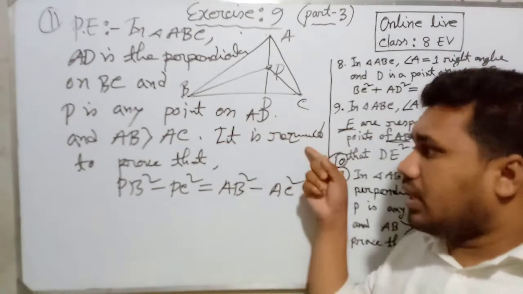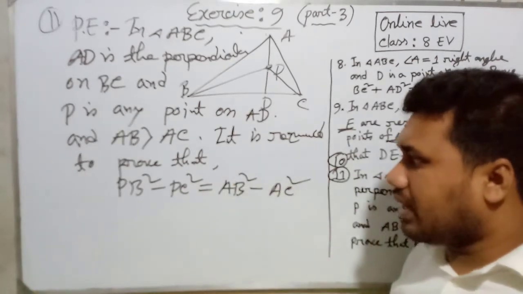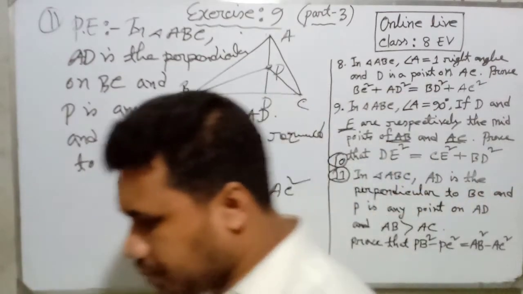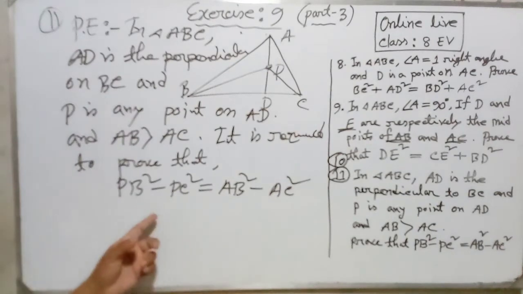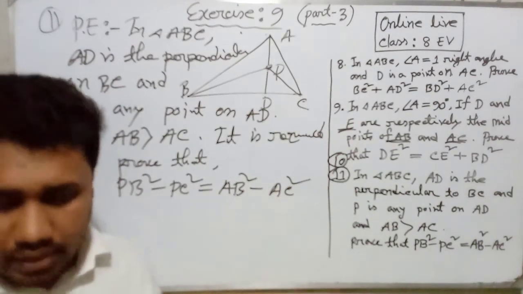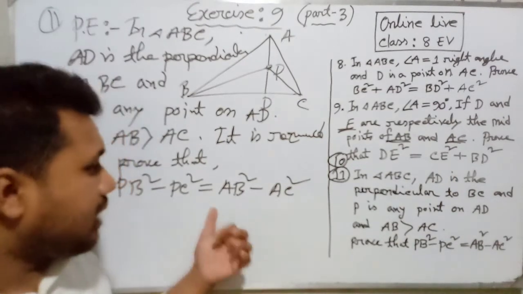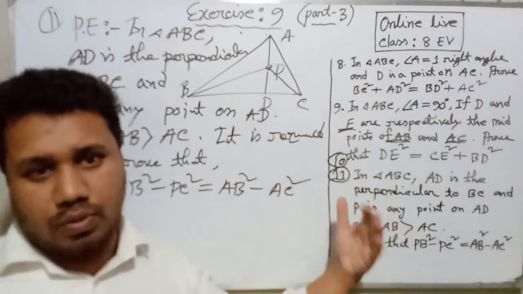You have to draw a line, it is required to prove them. So now this is our question demand. We have to prove that PB square minus PC square will be equal to AB square minus AC square. Now dear students, problem number 10. Problem number 10 says that AB square minus AC square equals something.